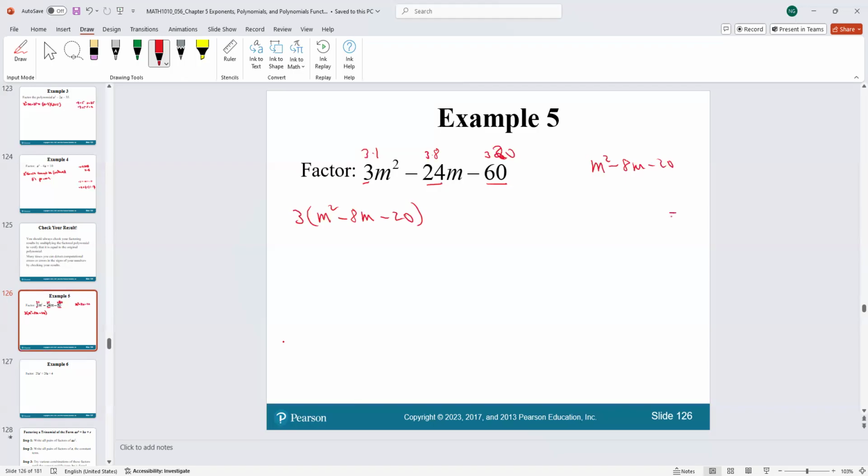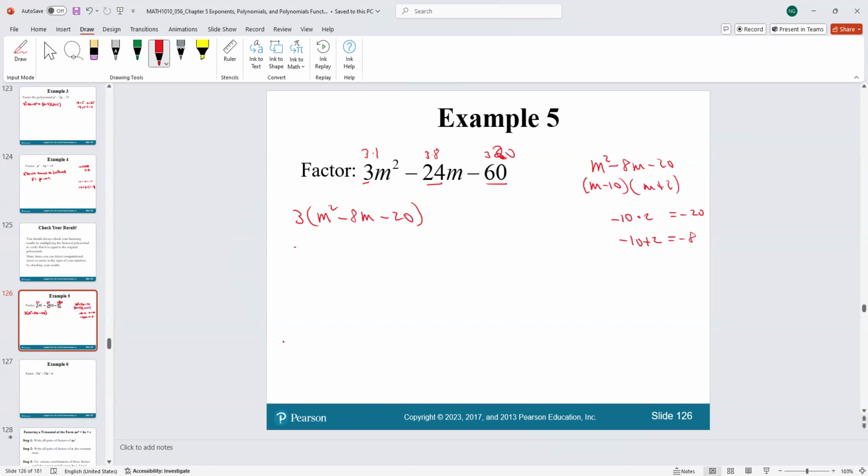First of all, we need two numbers that when you multiply give you -20, and when you add give you -8. One of the numbers must be positive and the other negative. So 20 is 1 times 20, 2 times 10. Oh, yes. 2 times 10 would give you 20, and 10 minus 2 would give you 8. So in this case, -10 times 2 gives you -20, and -10 plus 2 gives you -8. So we can conclude that this one right here would be m minus 10 times m plus 2.